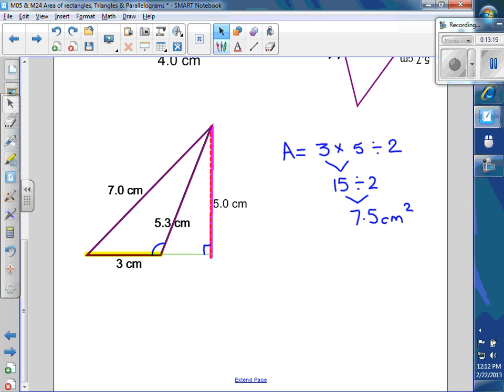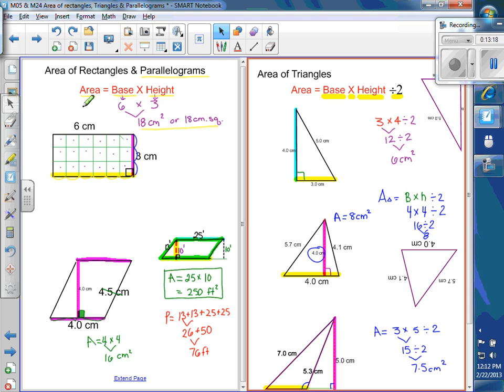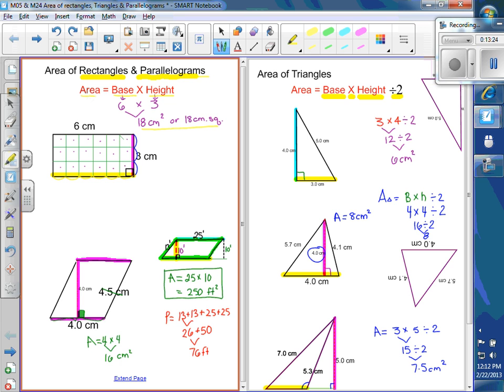So if we just briefly look back at the two things that we've talked about, areas of rectangles and parallelograms. And since every triangle can be doubled to make a parallelogram, the formula is related. So the area of a triangle is like a parallelogram, base times height, but because it's only half of a parallelogram, we divide by 2.